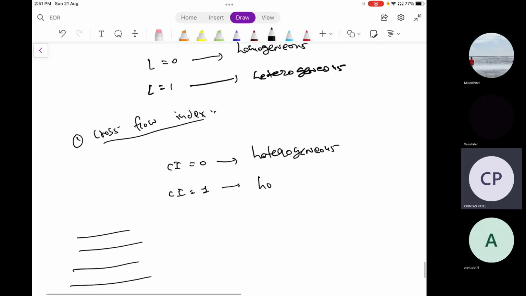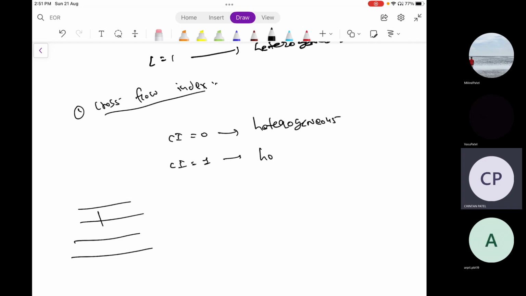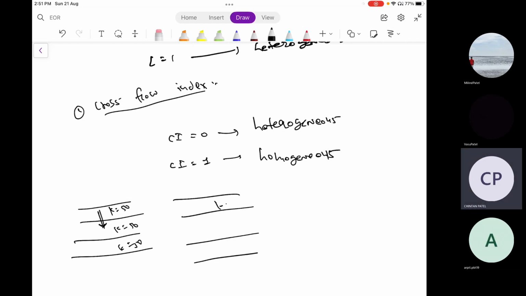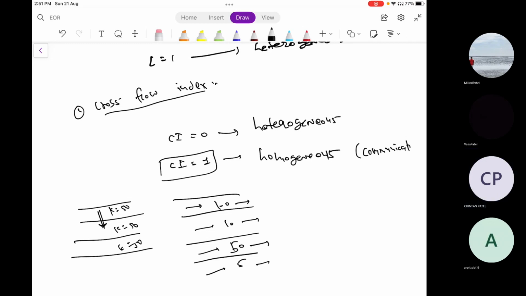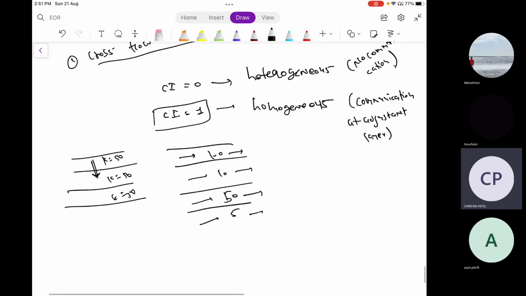Let's say we have layers something like this, and we have a flow here. Whatever K we have here, K50, K50, K50, this kind of flow can happen, so we have a homogeneous reservoir. Else, let's say here we have 100, here 10, here 50, here 5, and your flow is something like this only. At value 1, it means we have communication between adjacent layers; otherwise, no communication. So the degree of communication between two adjacent layers is the cross flow index.